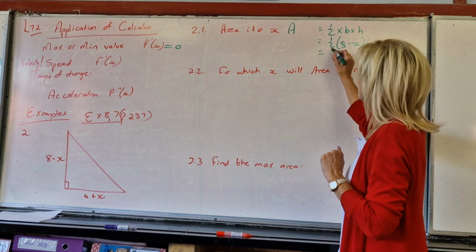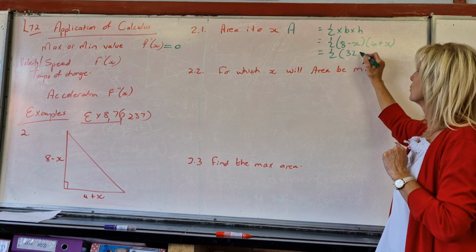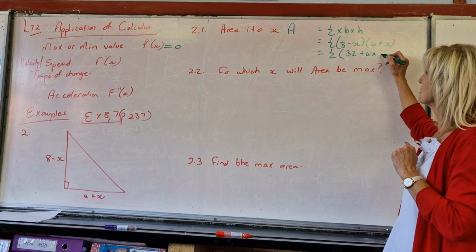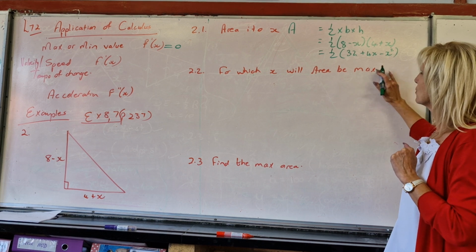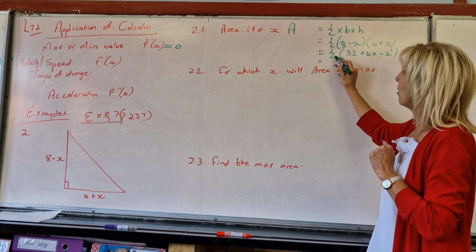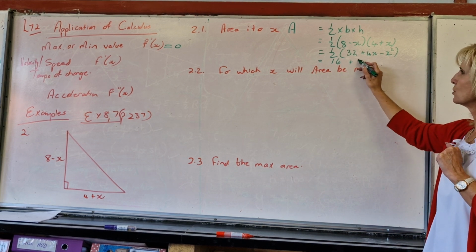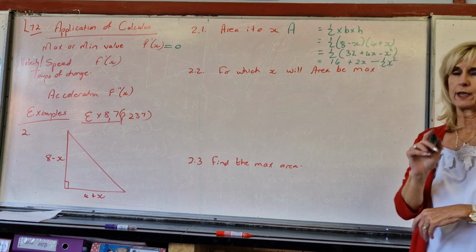So to derive, I've got to do my FOIL, which is going to give me 32 minus 4x plus 8x, which is 4x. Minus times a minus is a minus. Minus times a plus is a minus. And then to get to the answer would be half of 32 is 16. Half of 4 gives me 2x. And then this would be a half x squared.